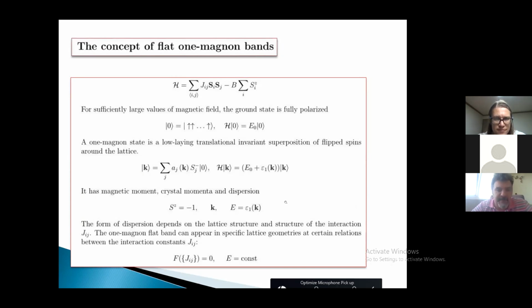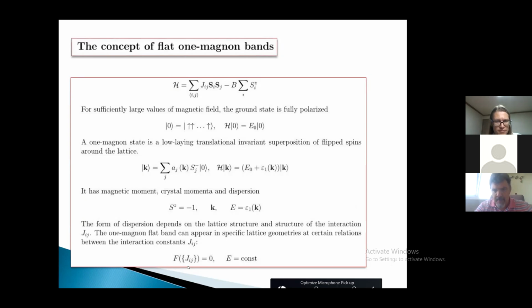The form of the dispersion depends on the lattice structure, and there could be several branches if the magnetic lattice has a few sites in the unit cell. This one-magnon flat band, when one of the branches becomes dispersionless, just a constant, can appear only in specific lattice geometries. In addition to that, usually a certain strict constraint is necessary for the set of exchange interaction parameters.